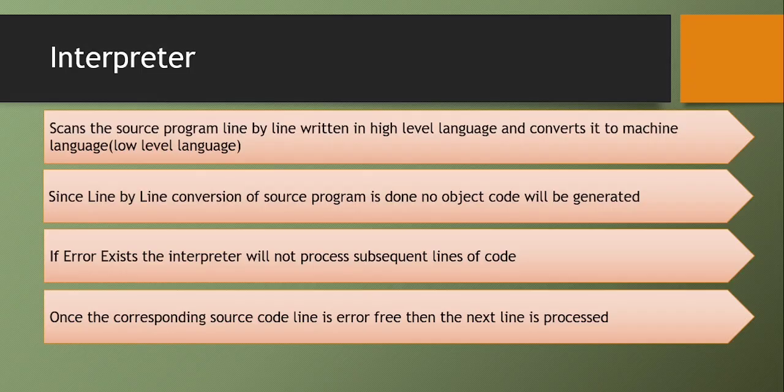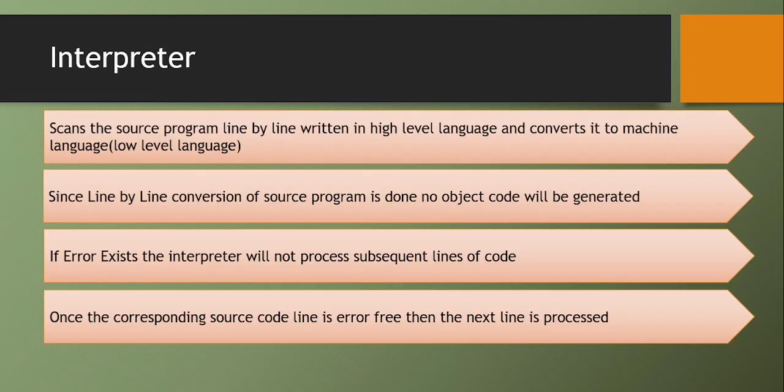And it does not generate object code. The reason for that is the complete program will be converted into object code as far as a compiler is concerned. But an interpreter, since it is converting on a line by line basis, won't generate an object code.